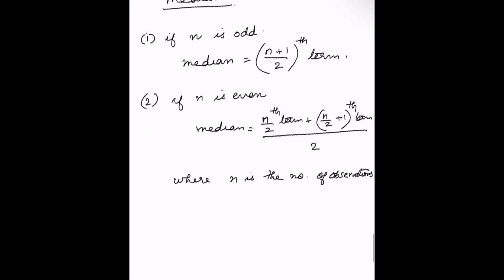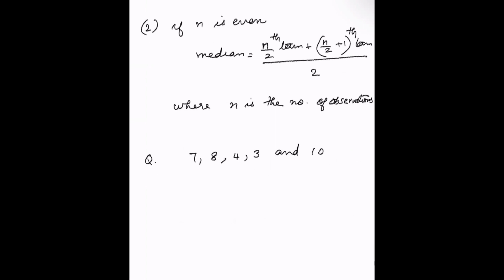Now, let me give an example and explain this. Suppose that observations are 7, 8, 4, 3, and 10. And they are asking you to calculate the median of this. So first thing that you do is arrange them in ascending order. So the smallest is 3, next smallest 4, then comes 7, then comes 8, and then 10, right?